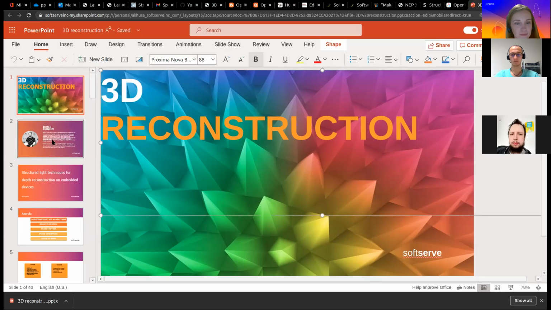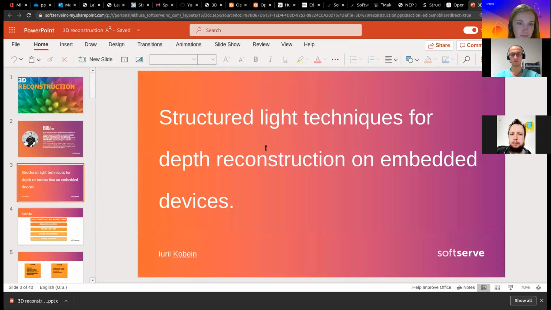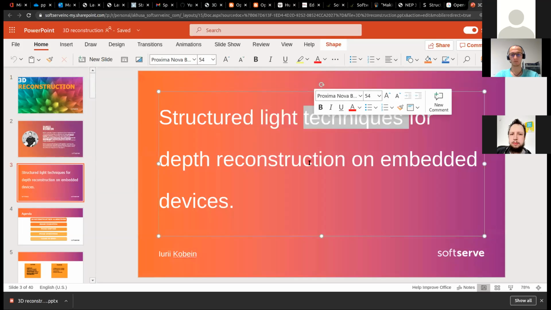Hello, my name is Yuri, and today I would like to tell you about structured light as a technique for depth reconstruction on embedded devices.